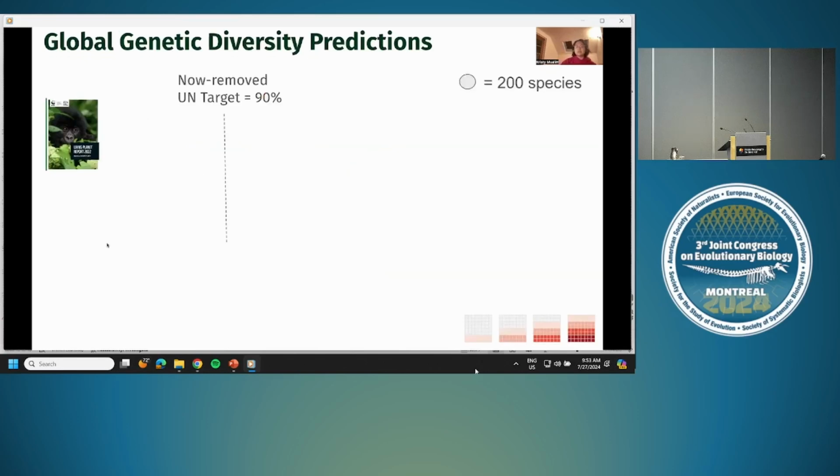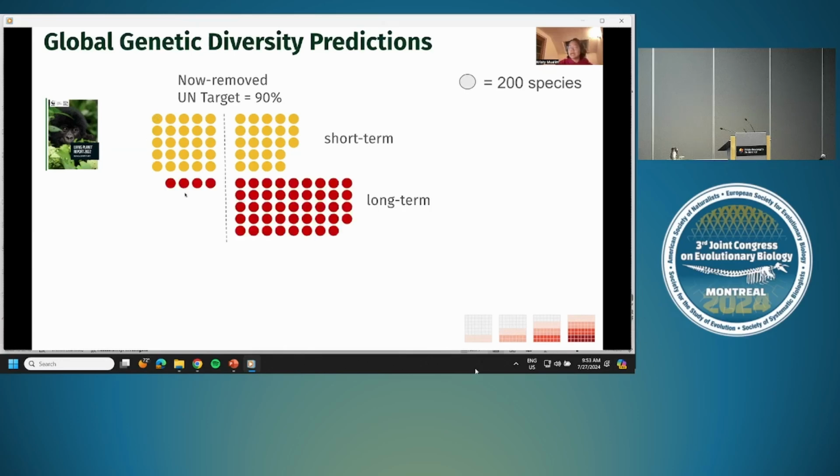To frame these distributions in the context of defining targets of genetic diversity protection, we will use the previously proposed but now removed UN target of 90%. We find that 50% of species tracked in the Living Planet Index have genetic diversity above this 90% target in the short term, but these projections become more dire in the long term, where we find that only 800 species tracked in the Living Planet Index have genetic diversity above 90%.